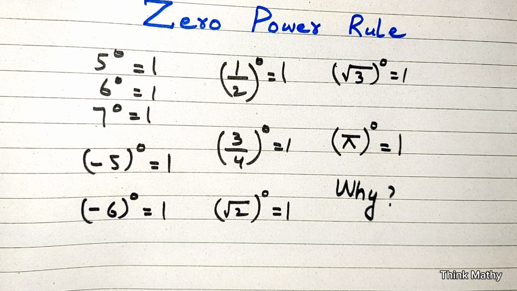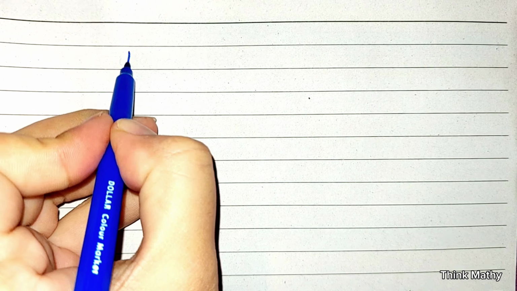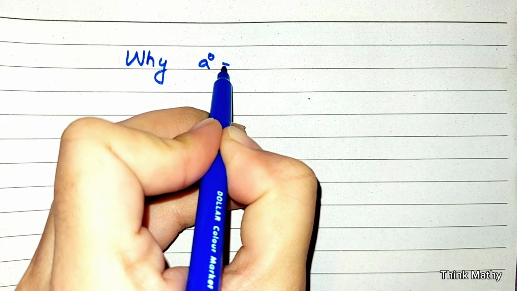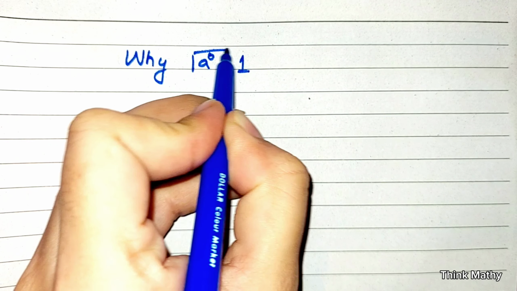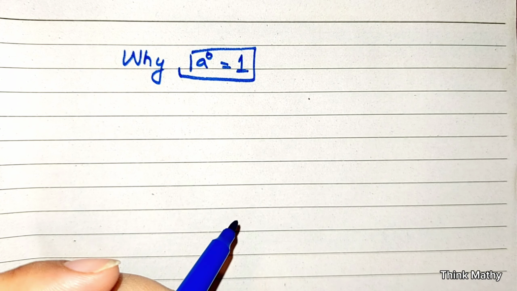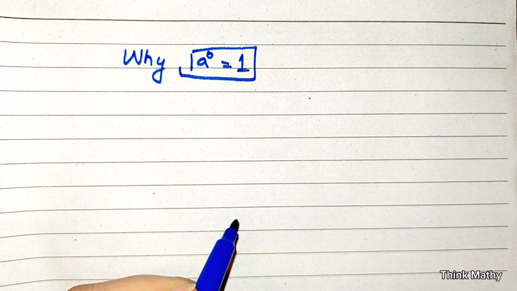You take any number and raise its power to 0, this will be equal to 1. But why? We know that any number raised to the power of 0 is always equal to 1, but why does this happen? What is the reason behind that? So in this session we are going to learn why any number raised to the power of 0 is equal to 1.